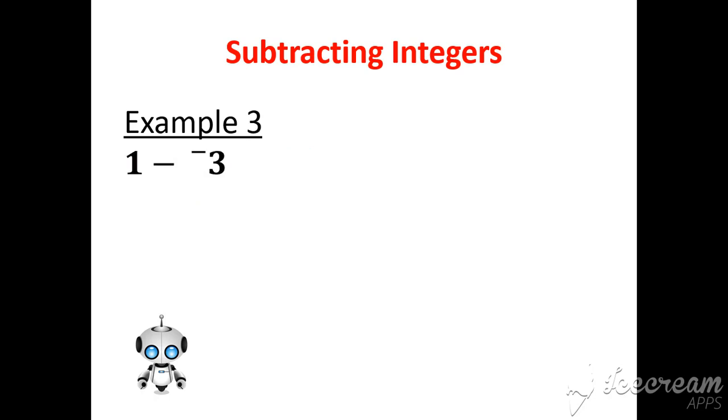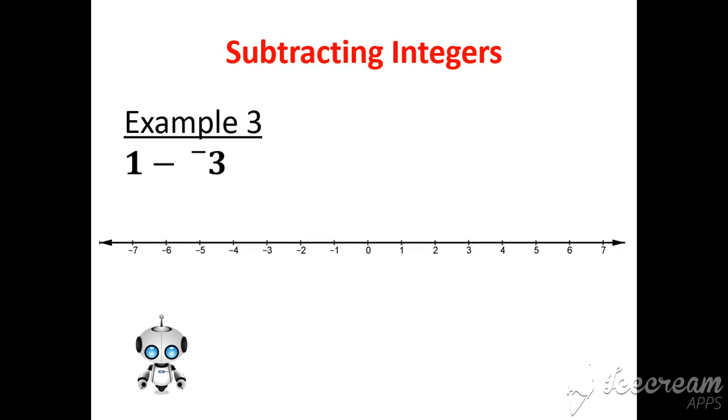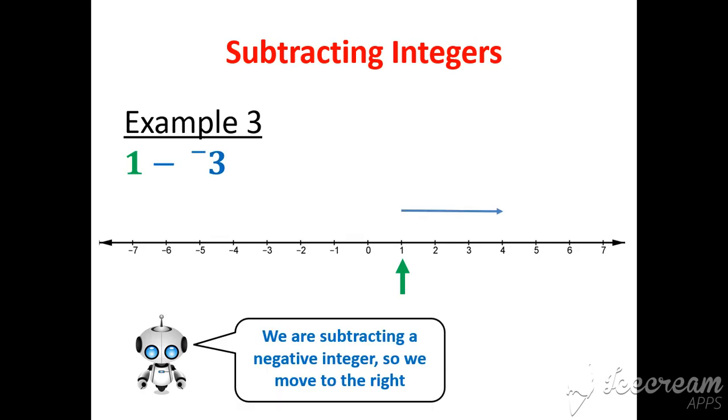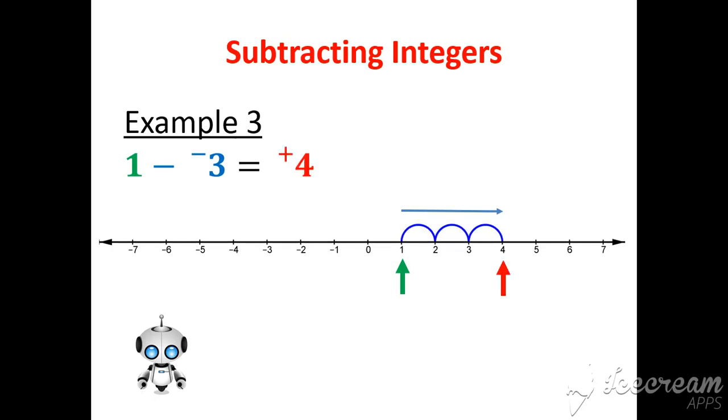Okay, let's move on to example 3. What about this one? 1 subtract -3. So here's our number line. We're starting at 1. Now, when we subtract a negative integer, we are subtracting -3. So when we subtract a negative integer, we've got to move to the right. We've got to change direction, move to the right. So we're going to go to the right 1, 2, 3 places and end up here at 4. So we could write down +4, but most of us are just going to write down 4 because we don't write the positive sign.